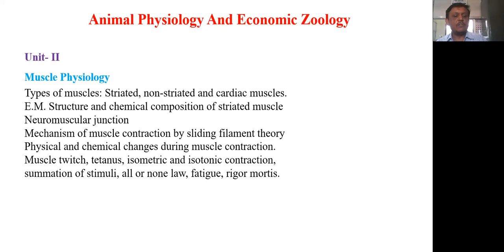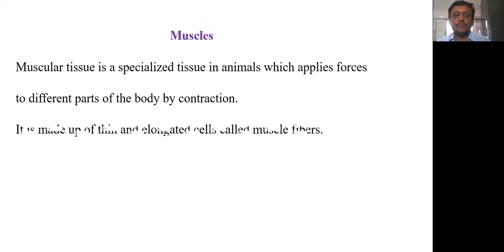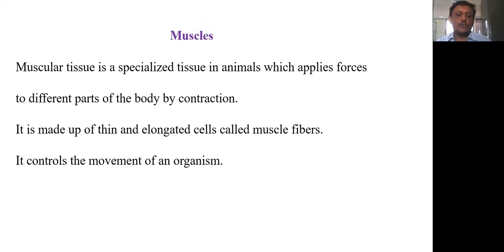So all these are the topics which we are going to discuss in this unit, but today we are going to study the types of muscles. So muscles, these are the specialized tissue in the animal which applies force to different parts of the body by its contraction. It is made up of thin and elongated cells called muscle fibers. It controls the movement of an organism.